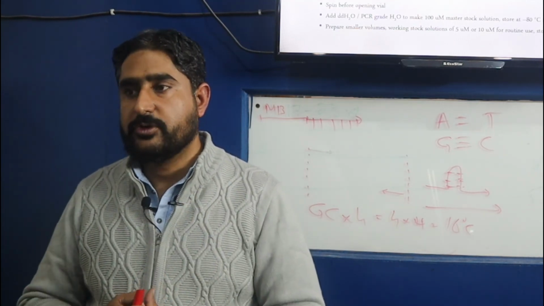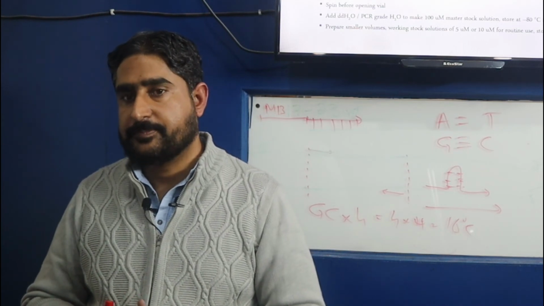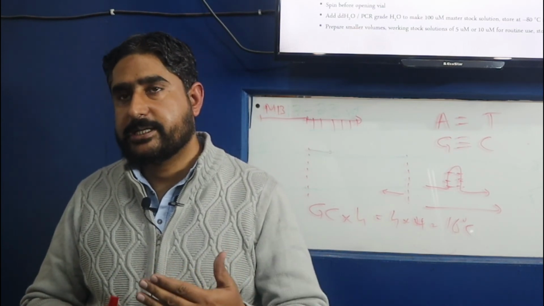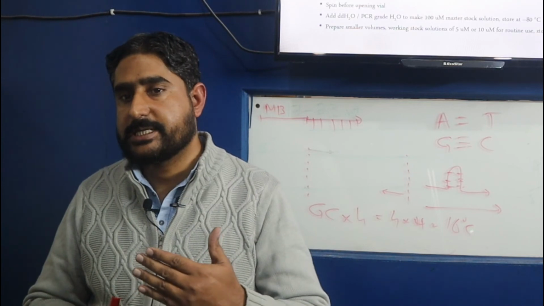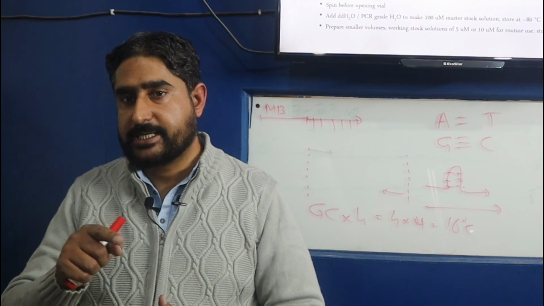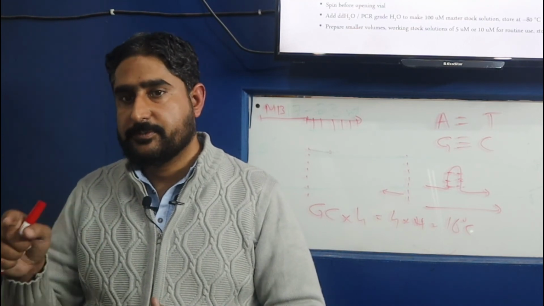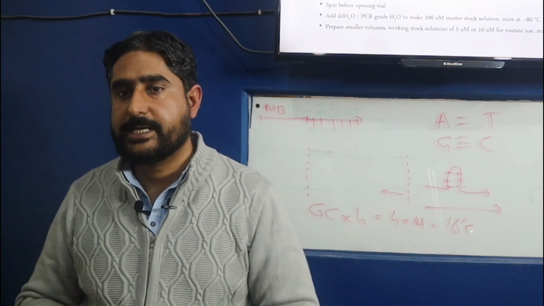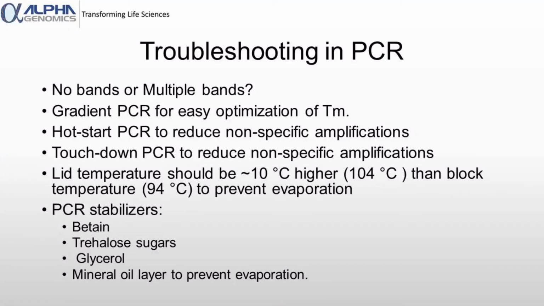So normally what we do, we mostly generate the master stock of 100 nanomolar concentration of the primers, and then we prepare working concentrations of primers that range from 5 nanomole to 10 nanomole of molarity.